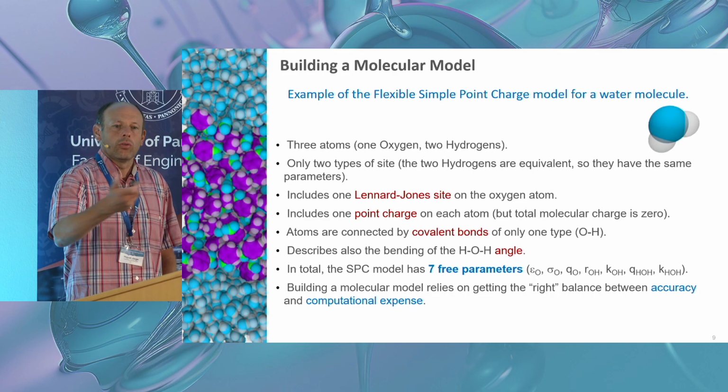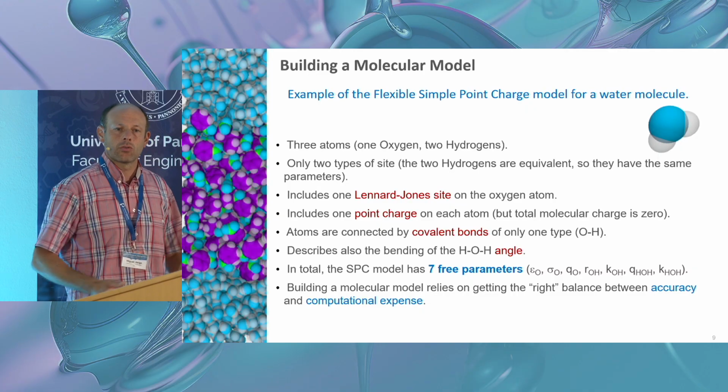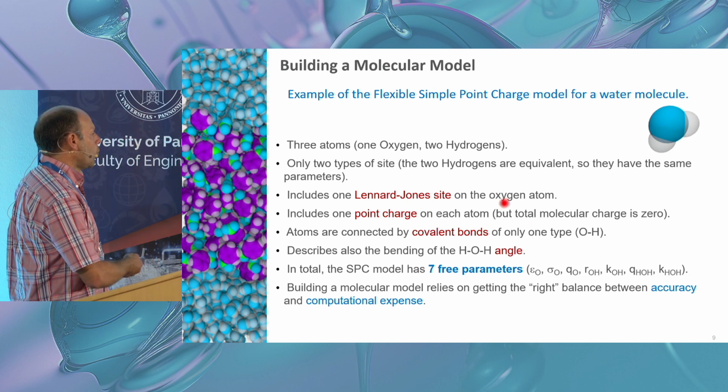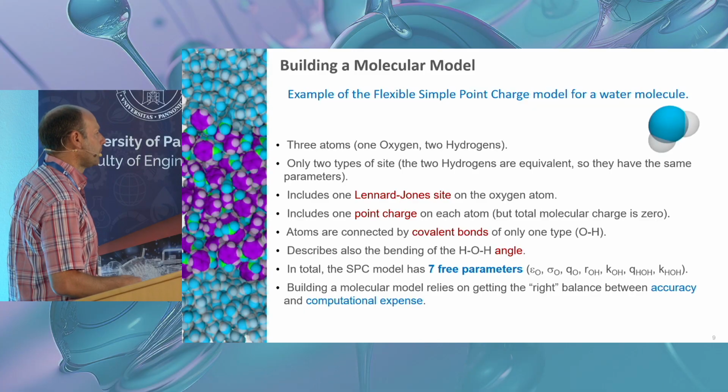There are models that include Lennard-Jones interactions on the hydrogens, and people have tried to argue that improves the description, okay? So it's an open question. Include 1 point charge on each atom, but total molecular charge is 0. Again, it doesn't have to be on the atoms. It can be displaced. You can have more than 3 or 4 charge sites.